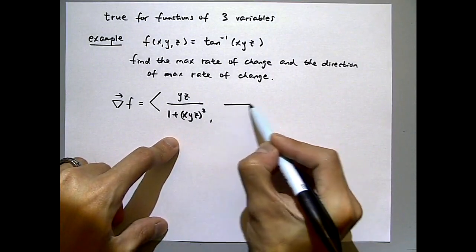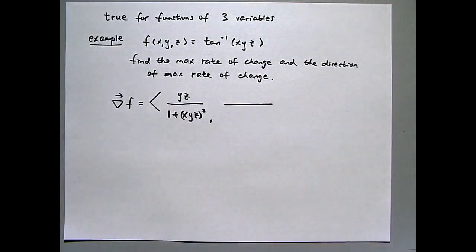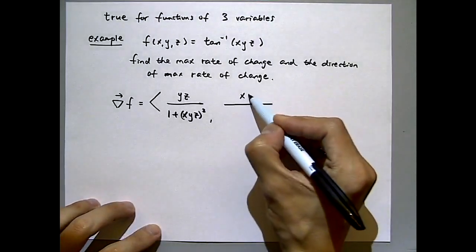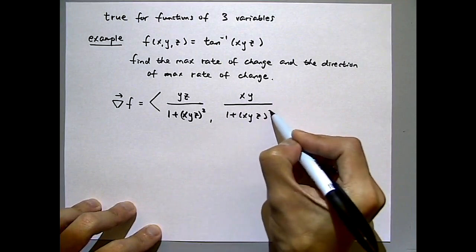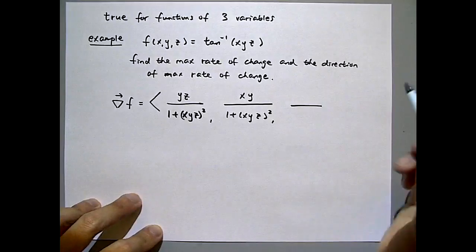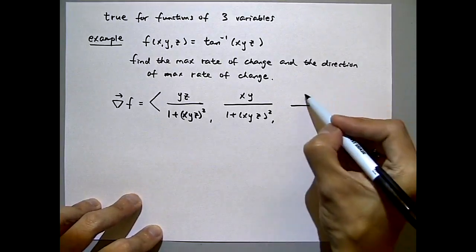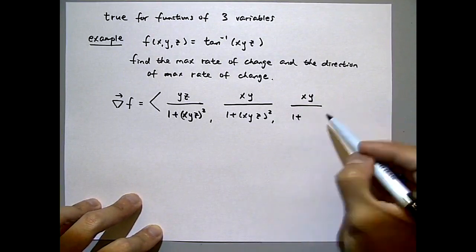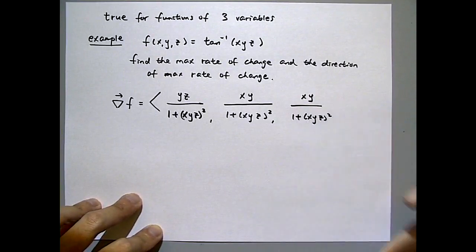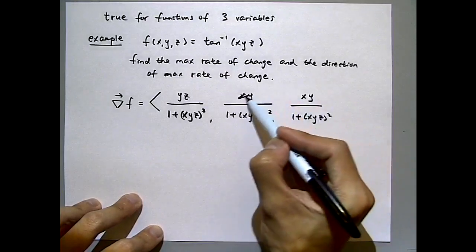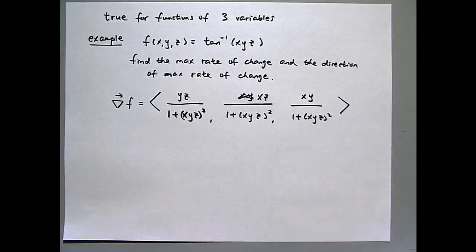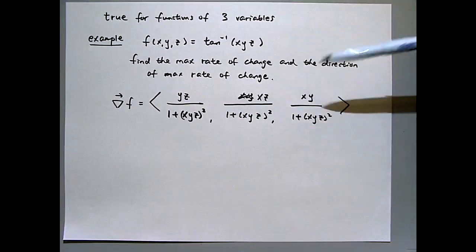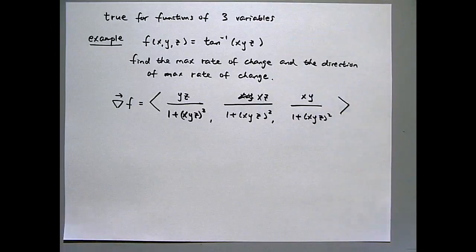What about the second component? xz, good, over the same thing, right? All the denominators are exactly the same. And the last one will be xy over that. I'm sorry? X, yeah, that's a z. X, z, yep, good, sorry. yz, xz, and then xy for the numerators, and the denominators are the same. It's just 1 over whatever, squared.